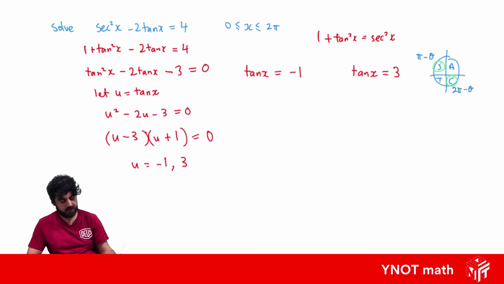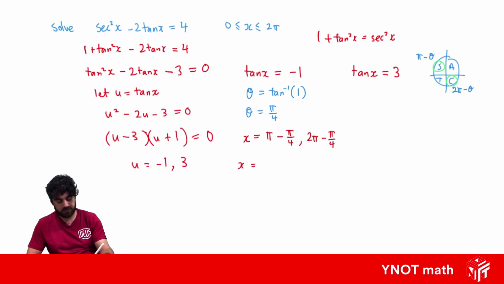So we'll find that base angle by doing the inverse tan of 1. So we disregard that negative, and we get our base angle equal to pi over 4. So that means our answers for x are going to be pi minus that base angle of pi on 4 and 2 pi minus that base angle of pi over 4. So we're going to get answers for x equaling pi minus pi on 4 is going to be 3 pi on 4, and 2 pi minus pi on 4 is going to be 7 pi on 4.